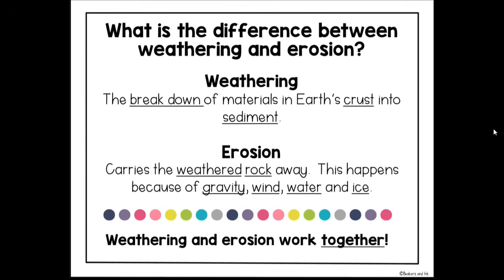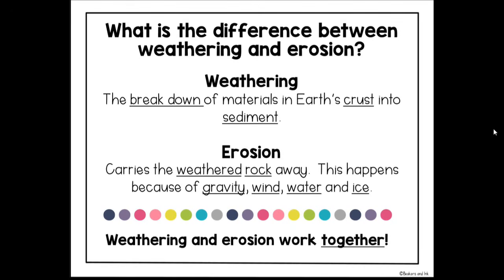I know you've heard the words weathering and erosion before. What's the difference? Well, weathering is the breakdown of materials in the Earth's crust into sediment. Weathering is breaking something down, breaking it apart, making it smaller. Erosion is what takes that weathered rock and carries it away.